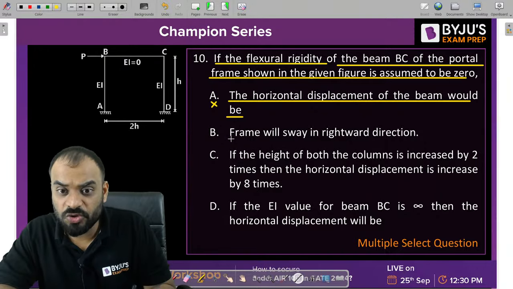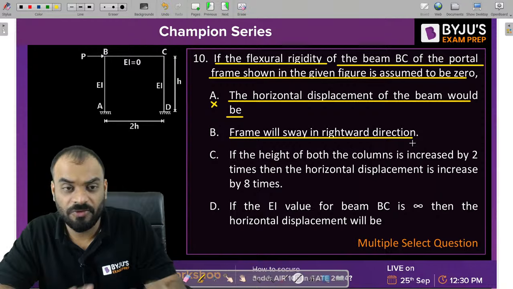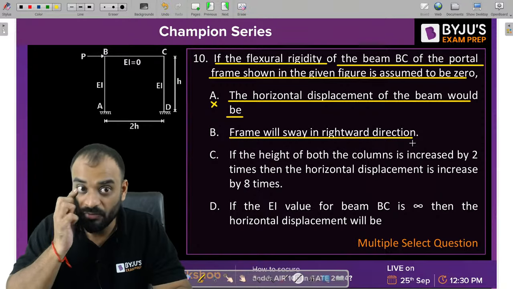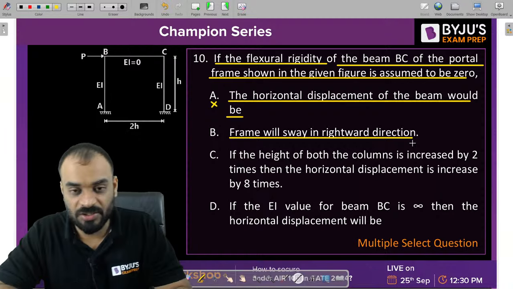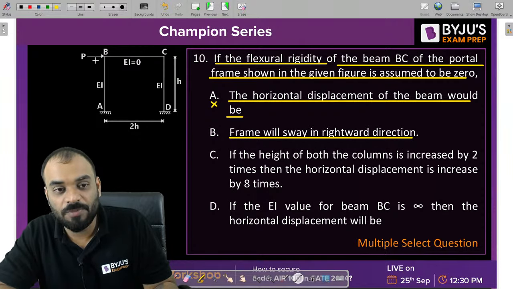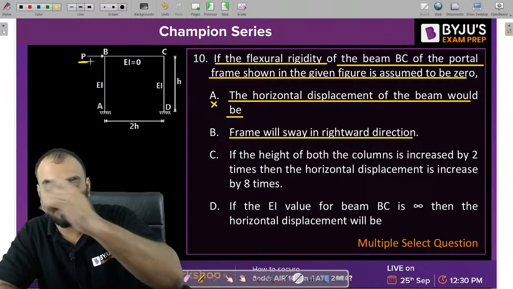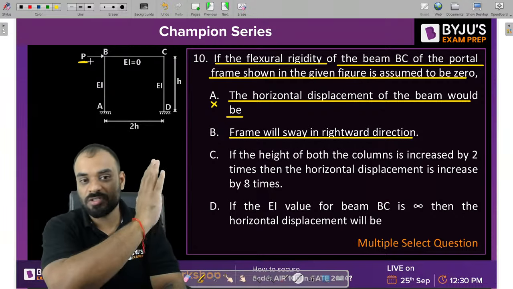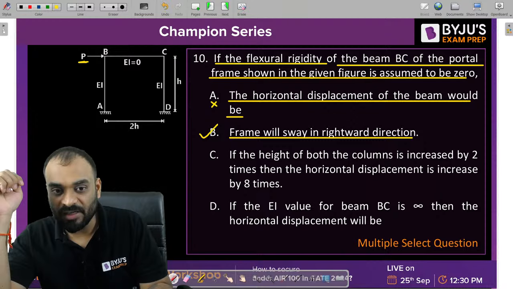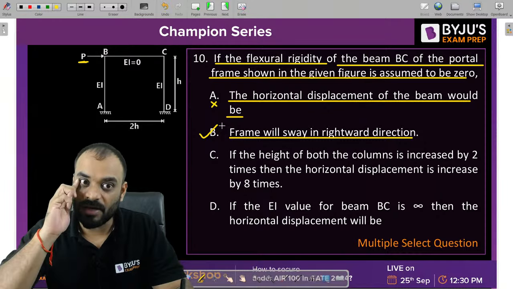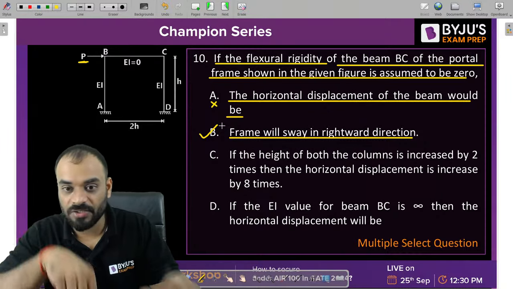The frame will sway in the rightward direction. First, we need to understand whether the sway will occur over here, whether it is in rightward direction or leftward direction. Now you can see here guys, due to this particular load, which is basically P, which you are trying to apply in this direction, so definitely your whole structure is trying to shift in the rightward direction only, right? So that's why B is the correct answer, right? It is trying to sway in the rightward direction.